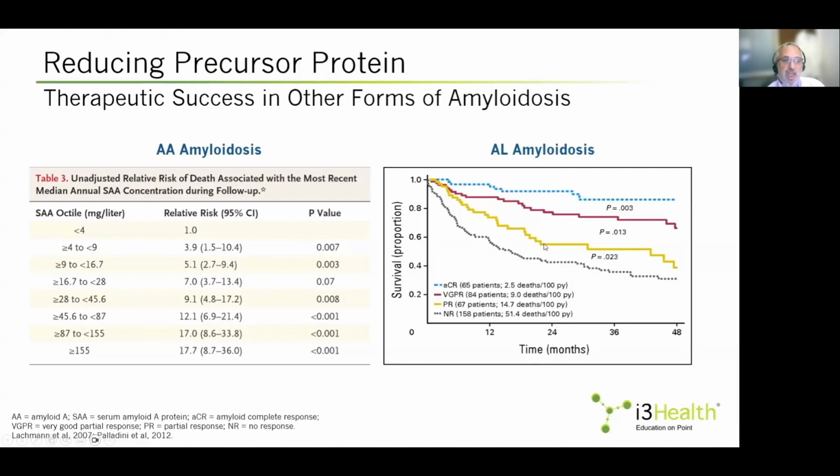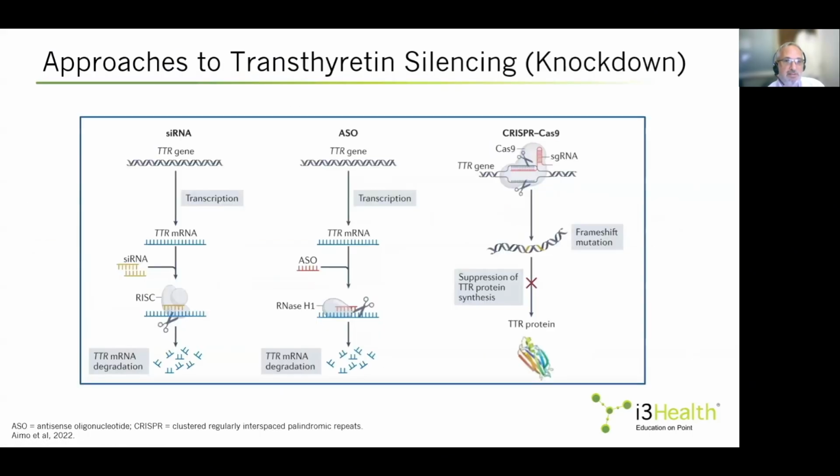And the same is true for AL amyloid, where anti-plasma cell or chemotherapy can achieve what we call a complete response and basically stop the plasma cell from making the bad protein. Those patients who have a CR or normalization of their light chains do much better than those who don't have a clinical response. So this led us to hypothesize that shutting off transthyretin by silencing mechanisms would be effective.